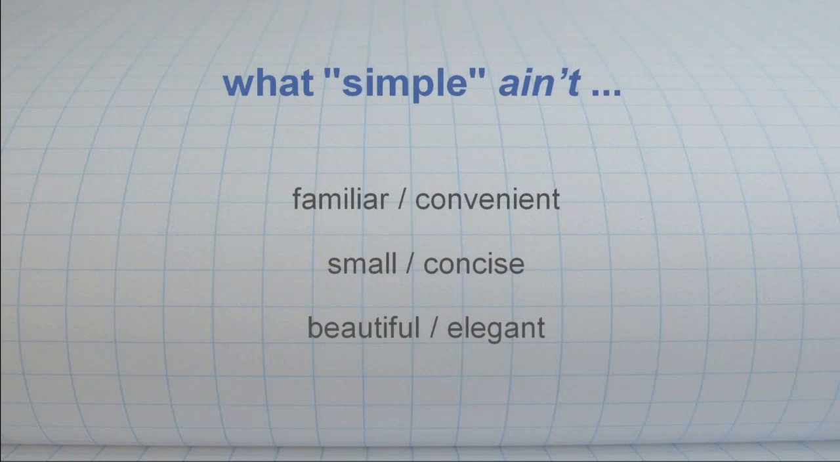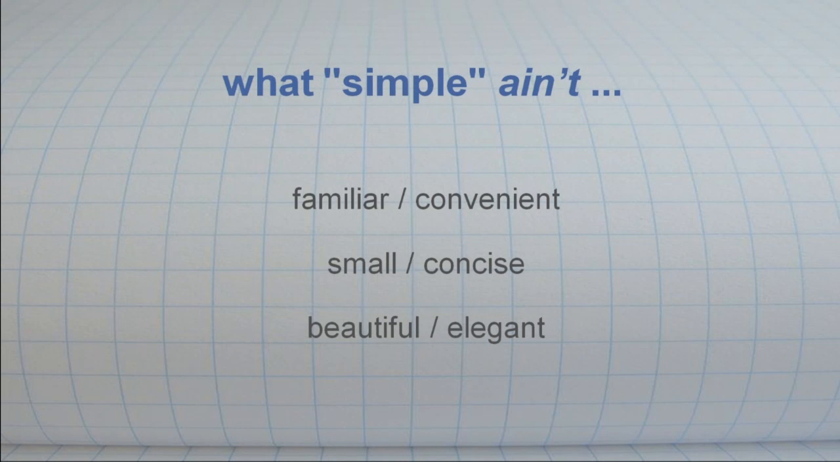It's nothing to do with small or concise. If a line of code is really short and really small and looks nice, it doesn't mean that it does not yield complexity. Also, simple does not mean beautiful or elegant. It's completely subjective what is beautiful and what is elegant.